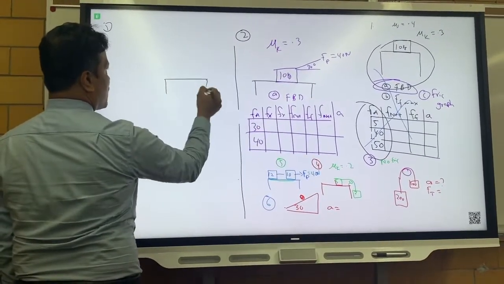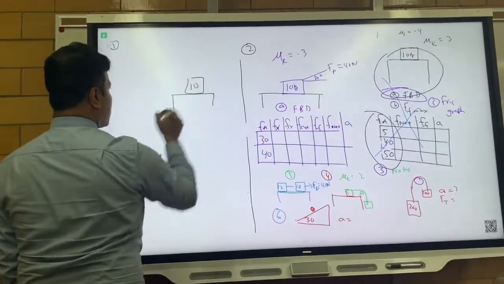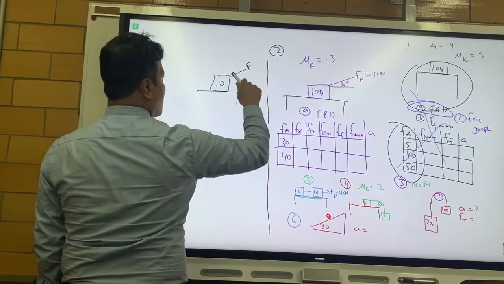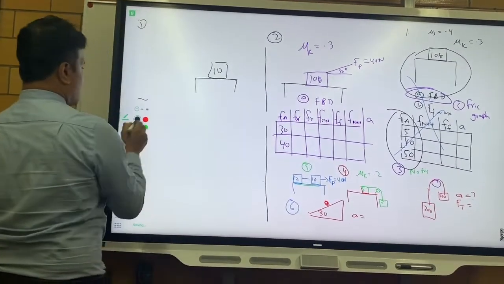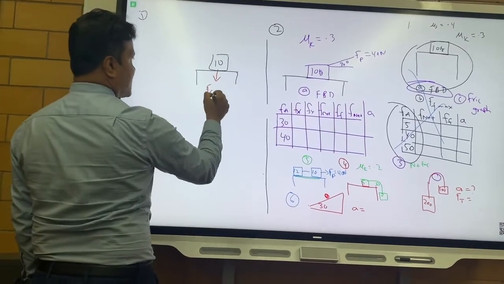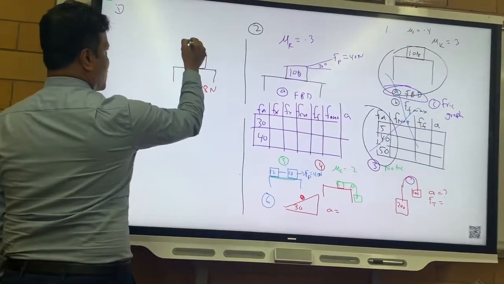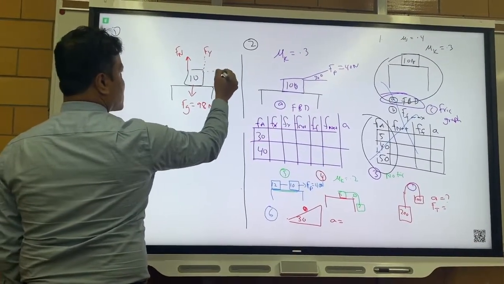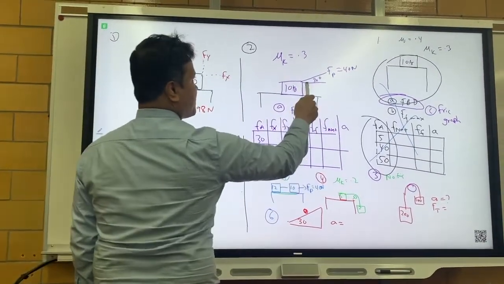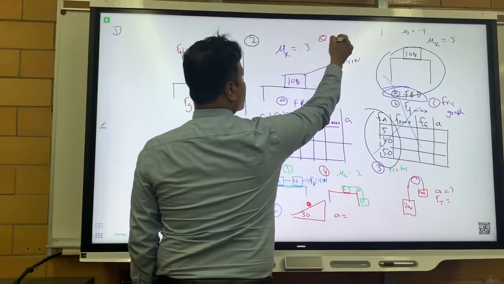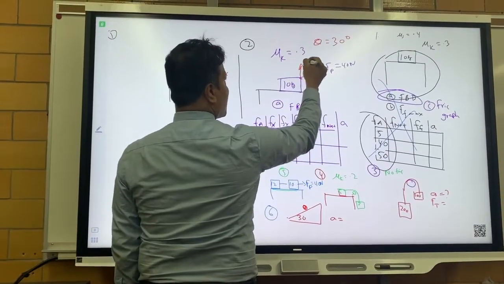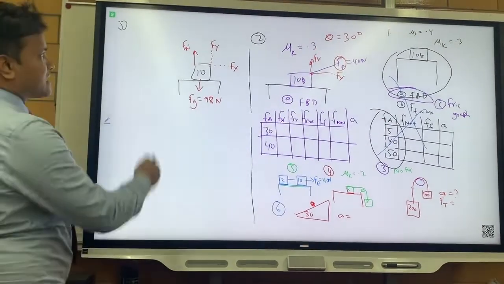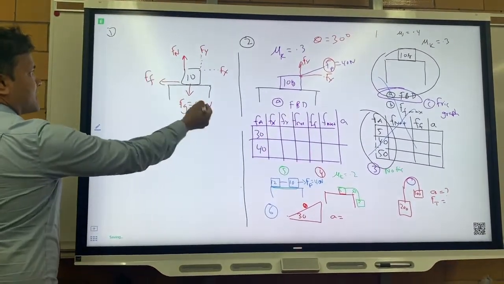So I'm going to put the box right here, and this is 10. This is FP. Let's do the free body diagram. The weight is how much? 98 Newton. What is the normal force? We don't know. This is Fy. This is Fx, because this angle is 30 degrees. This one has two components, Fy and Fx. Alright, these are the things, and then the friction, and then the applied force.